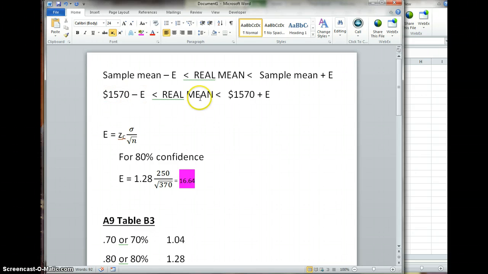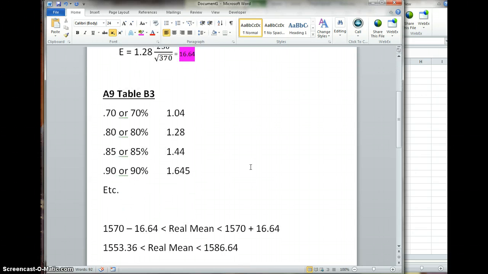So we're going to do the mean minus that and the mean plus that. So if you do that, our sample mean minus 16.64 and our sample mean plus 16.64, we now have a guess for the real mean. We're going to say the real mean is between those two numbers. And we are 80% confident that it's between there because we used the 80%. So what that means is if we did 100 samples like this, 80 times we'd actually be right, and the mean would be in between what we come up with here.